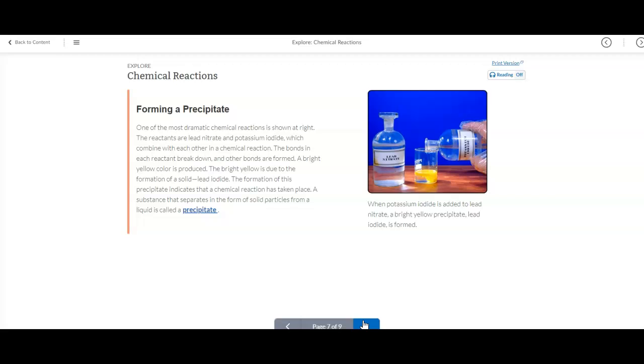So you can see that in the picture they have lead nitrate and it looks like potassium iodide. Those are two clear liquids, but when they are combined together, a bright yellow precipitate, lead iodide, is formed. So that is a solid that has formed from mixing those two liquids together. That visual may be helpful for you to put in your notes. You may want to take a little screenshot of that picture.